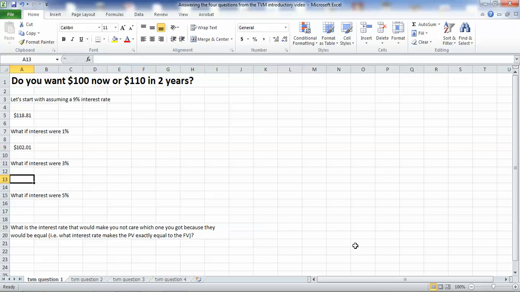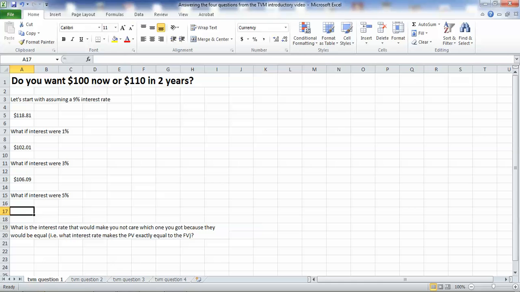Let's see what happens when we do 3%. Equals FV, parenthesis, what's our rate? That'd be 0.03. Our number of periods is still 2. Our payment is still 0, and our present value is negative 100. Close our paren, hit the enter button. 106. Still probably better off taking the $110 in 2 years, because it's worth more than we could possibly earn in interest and principal on the $100 we put in the bank now.